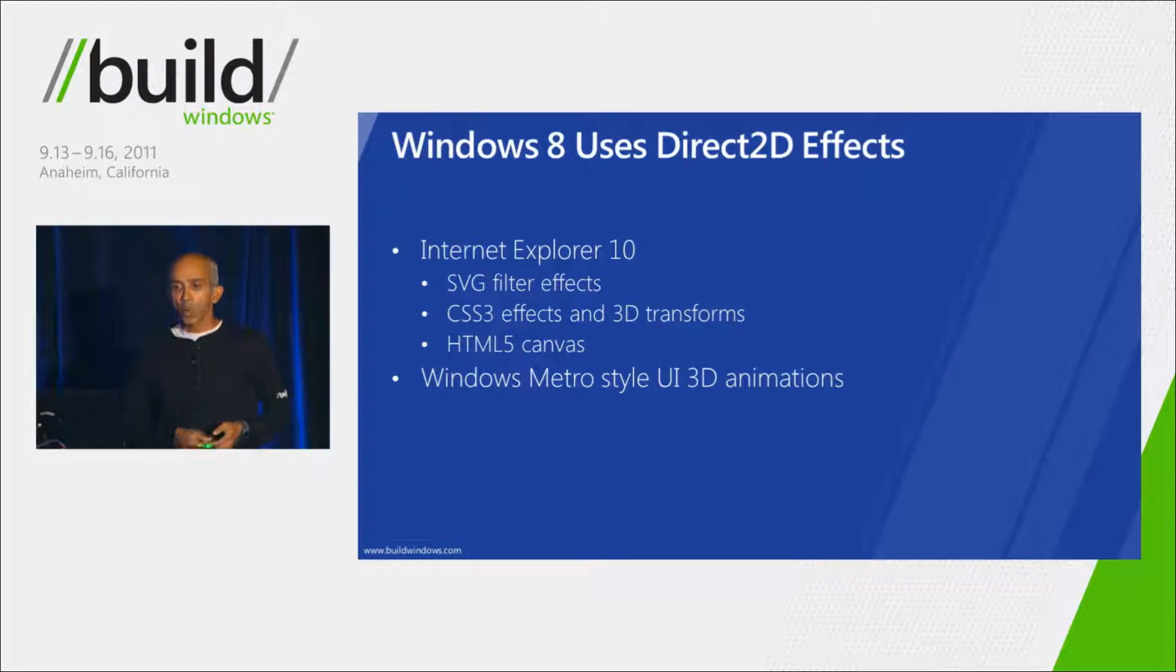So to recap, we are leveraging Direct2D effects in IE to provide great support for SVG filter effects. We are also using the same foundation to implement CSS3 effects and HTML canvas effects. In the Metro style UI, Direct2D effects is used to implement nice-looking anti-aliased 3D animations. These are subtle animations that you'll see when you play around with the tiles in the Metro style UI. And this is just the beginning. In the future, we'll be looking at more ways to leverage this functionality both within Windows itself and other applications that Microsoft builds.